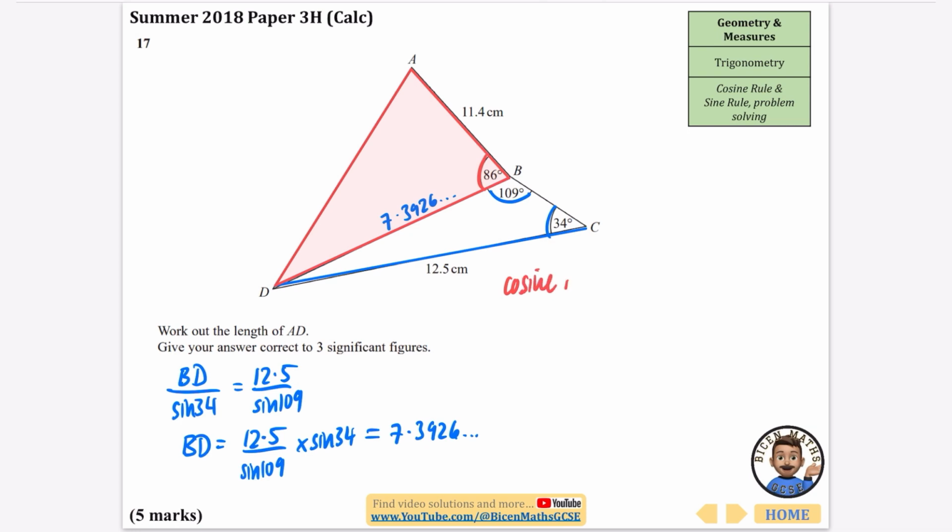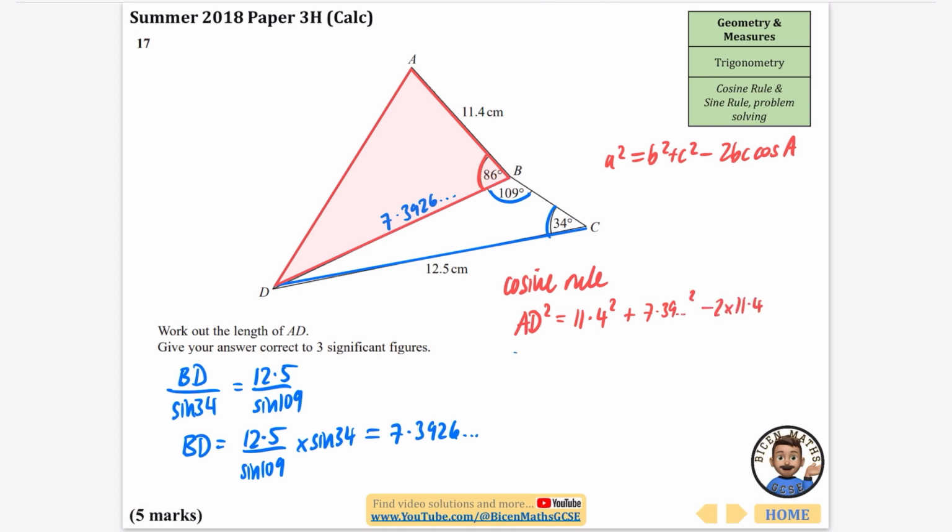So I'm now going to do the cosine rule, and remember our cosine rule is a squared equals b squared plus c squared minus 2bc cos A. And the crucial thing is that this and this are opposite each other. So this one is opposite the angle, we are good to go, which means that AD squared is equal to the other two sides squared. So that is going to be my 11.4 squared plus my 7.39 blah, blah, blah squared minus 2 times 11.4.